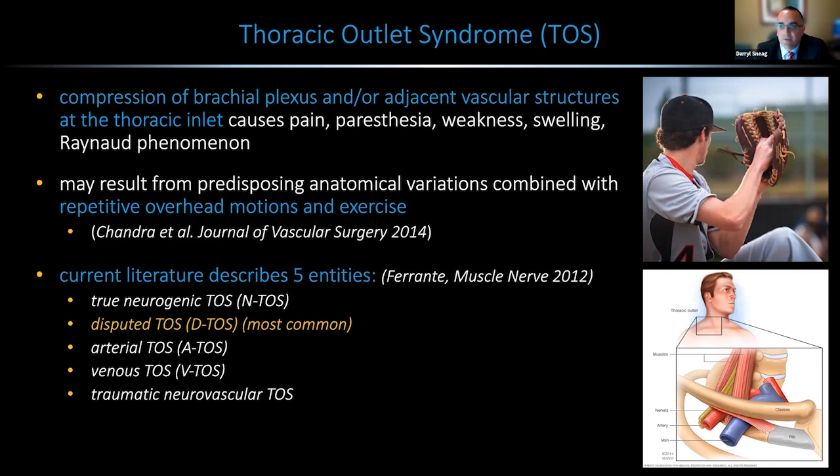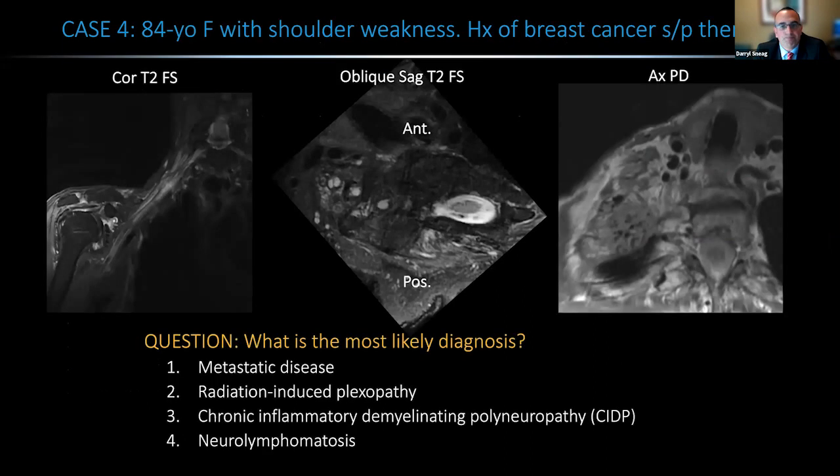Venous TOS we typically think of with Paget-Schroetter disease, a sudden clot in the subclavian vein, possibly in the setting of a pulmonary embolism, or a clot in the lower leg that has traveled. And then you can have traumatic types. Let's move on to the next case.